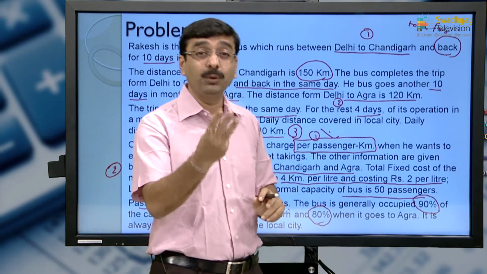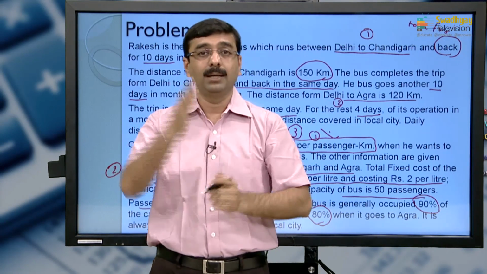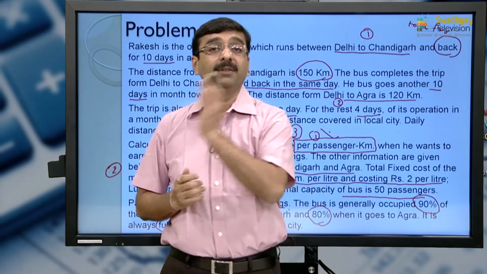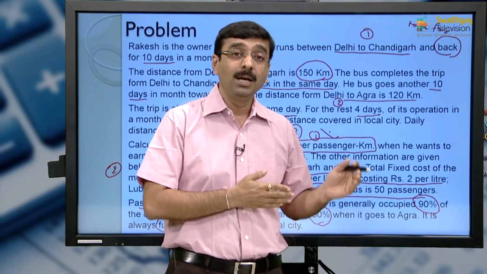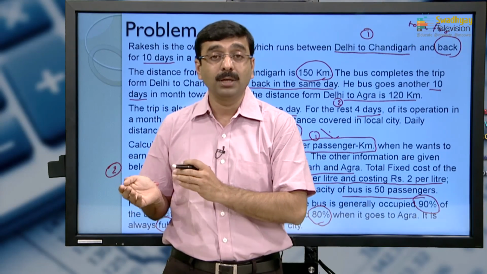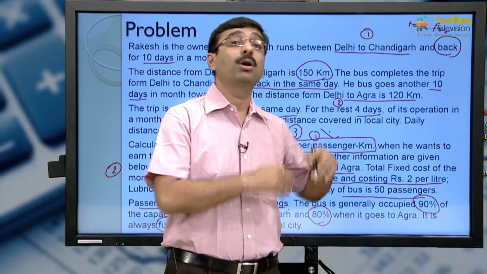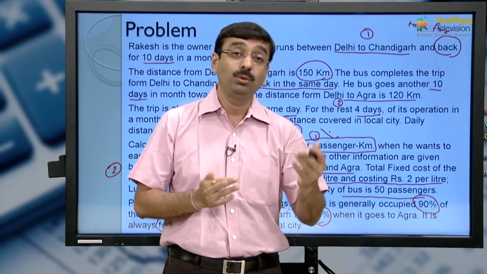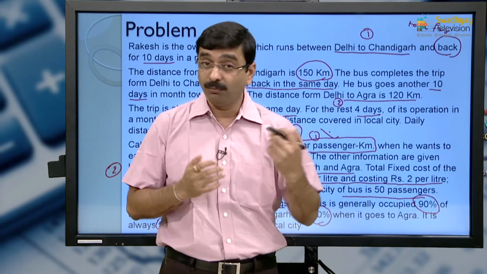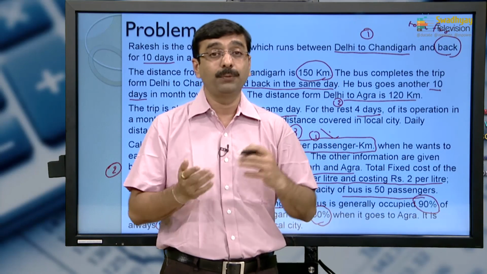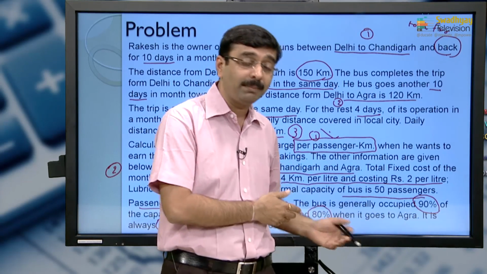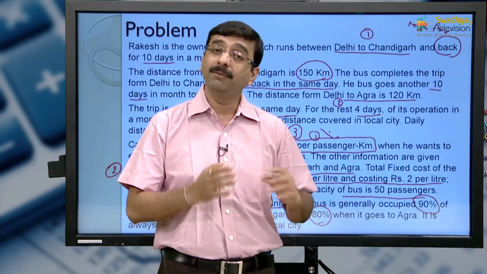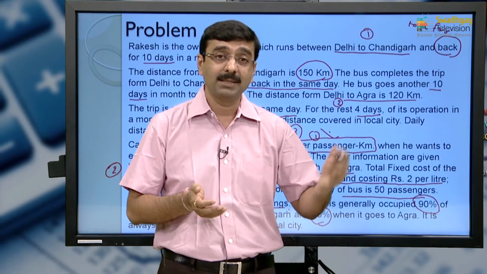First, there are 3 routes: Delhi to Chandigarh, Delhi to Agra, and third is local city. The second important thing is how many days it works for the different routes. The third important thing is how many kilometers it actually runs for each route. Then it requires whether it is a one-way trip with the occupancy ratio, or a to and fro trip with the occupancy ratio. It is a to and fro trip with the occupancy ratio. Capacity is 50 passengers, but it does not always carry the full capacity. They have a different occupancy on each trip.